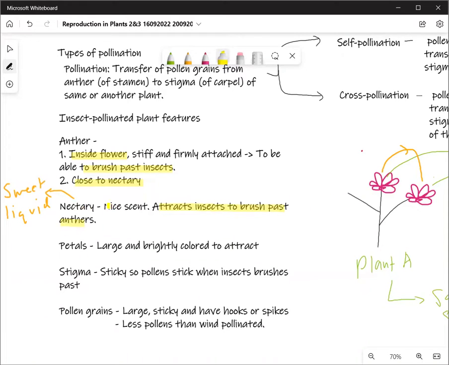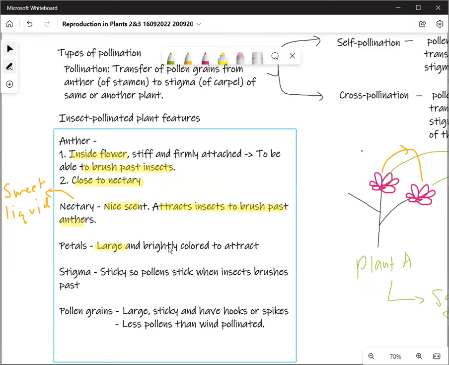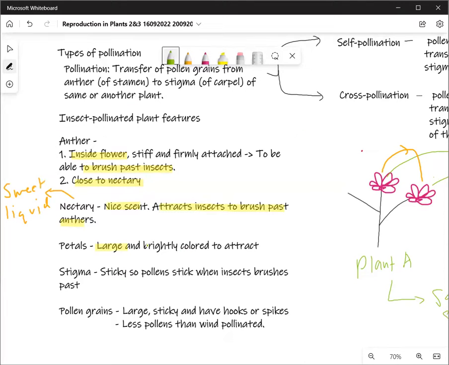It has a nice scent. The animals can't really see it. They can sense it. They can smell it, that it has a nice scent. Next thing, petals are large and they're brightly colored. Or you don't need to write brightly here. Cut the brightly part and write colorful. Large and colorful to attract insects.